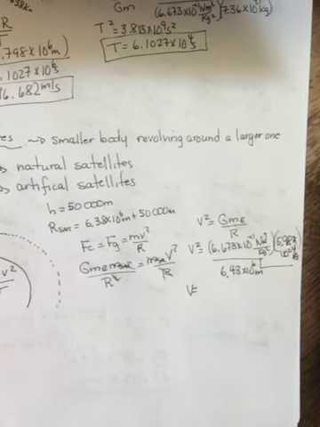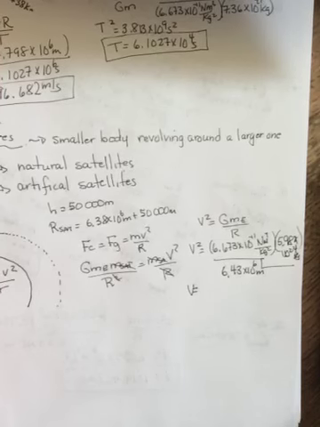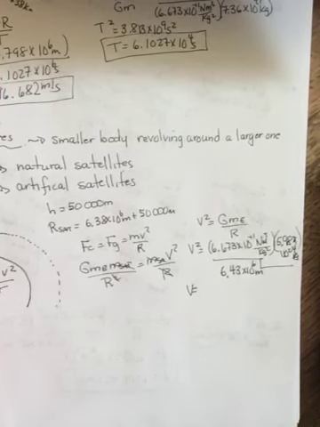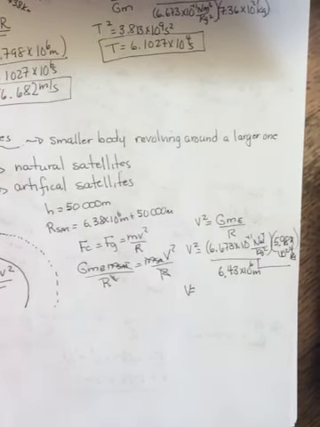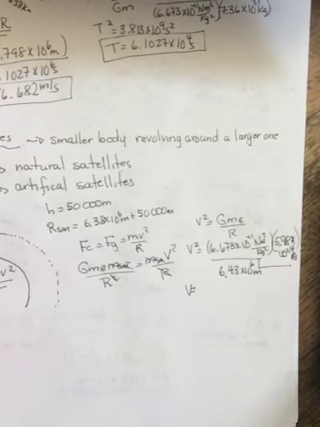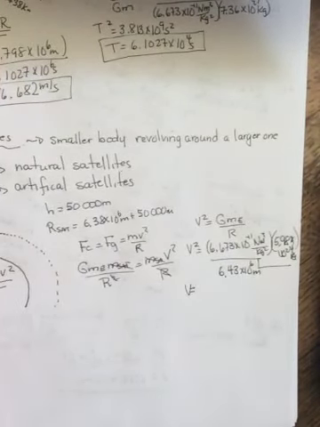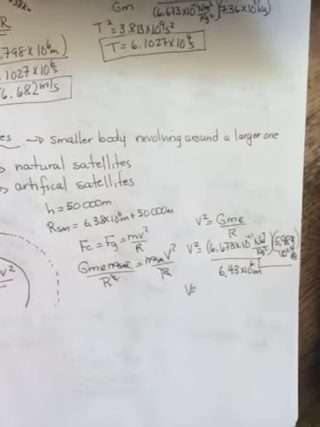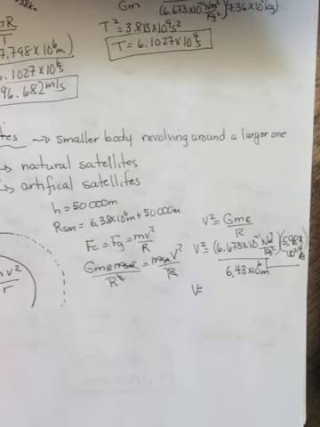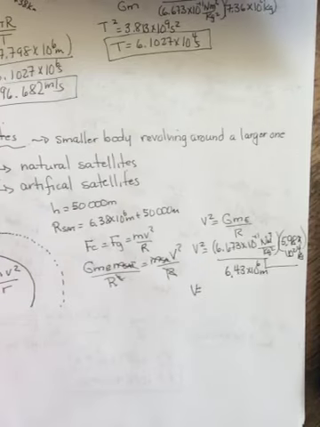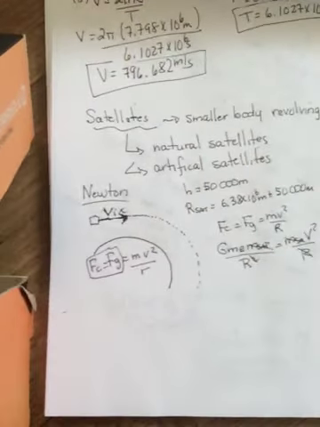6.673 to the 11th times 5.98 to the 24th, divided by 6.43 to the 6th. Take the square root. I think I screwed up. And I put in my exponent. Shoot, just a second.